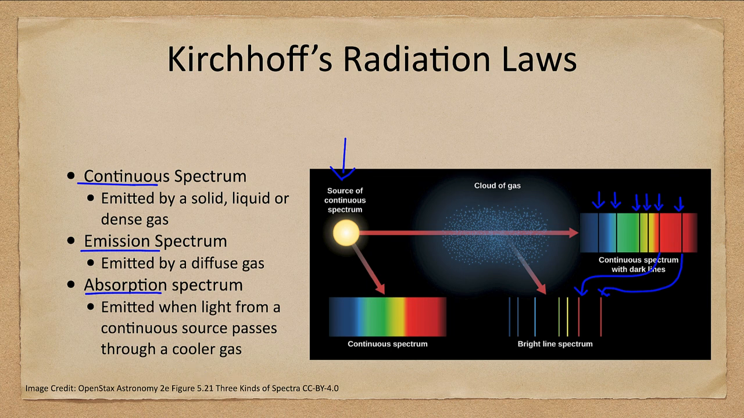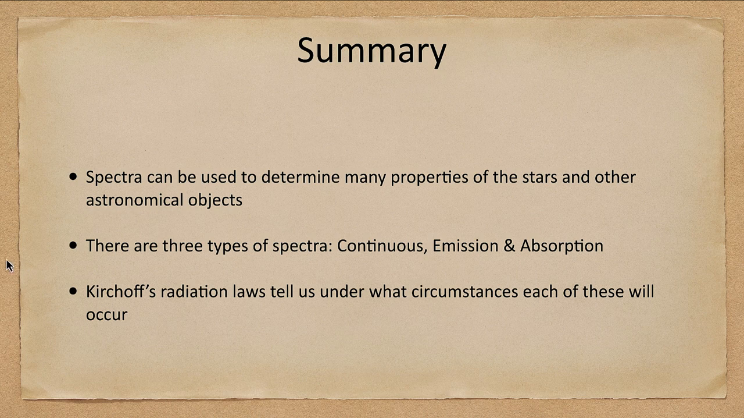So let's go ahead and finish up with our summary. We looked at spectra, and again, they can be used to determine many different properties. We looked at what the continuous spectra can tell us last time, how we can learn the temperature and brightness of an object. And now we looked at how we can learn things like velocities and compositions of stars by looking at the detailed spectra. We looked at the three types.